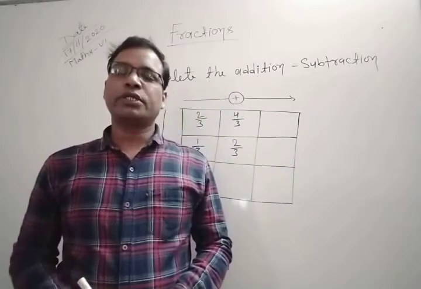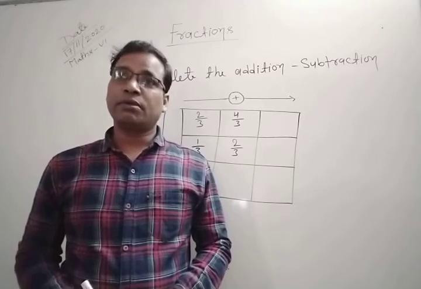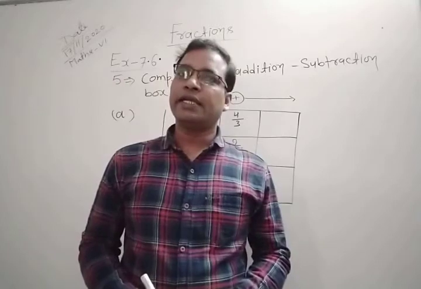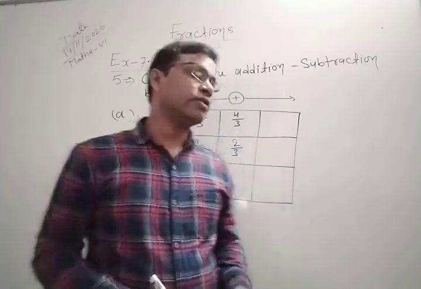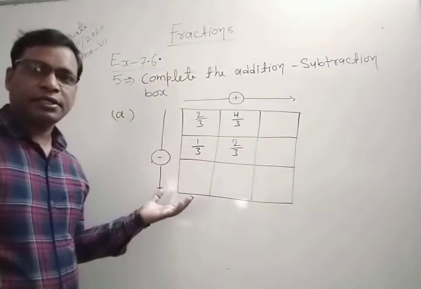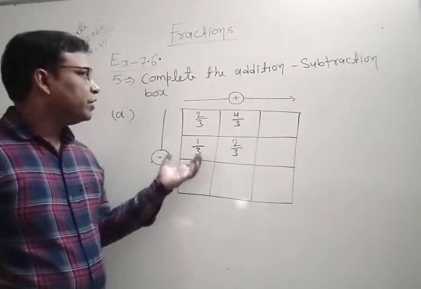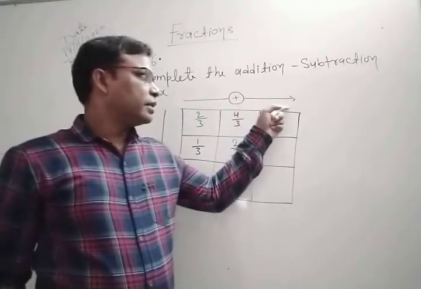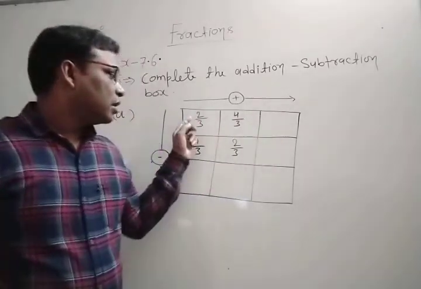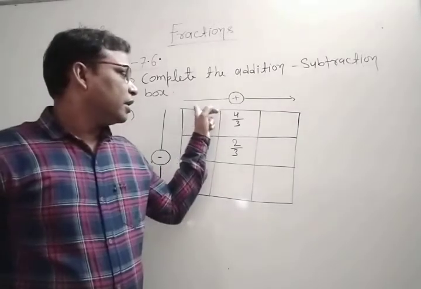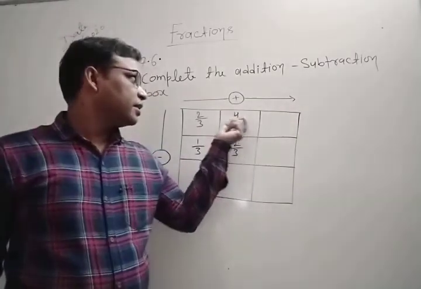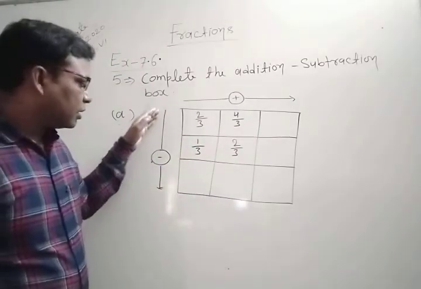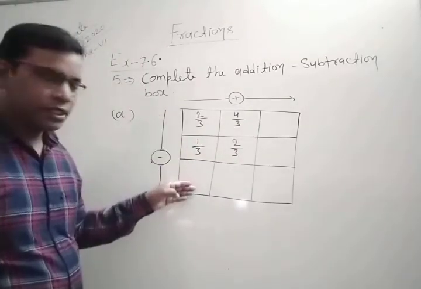7.6 question number 5. In question number 5, it is given that we should complete the addition subtraction box. You can see this is the addition and subtraction box. We need to complete it. If you proceed left to right, then this is addition. If you proceed up to down, this is subtraction.